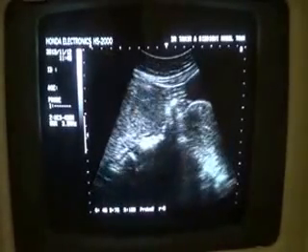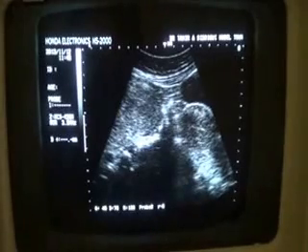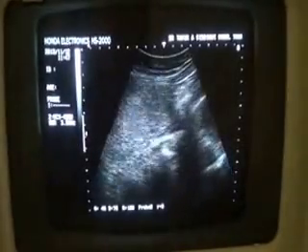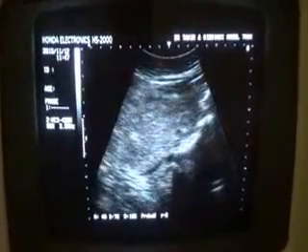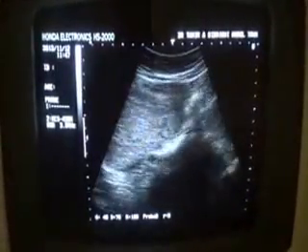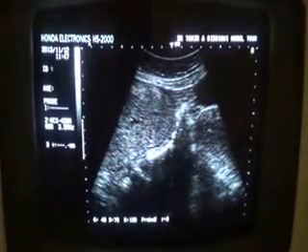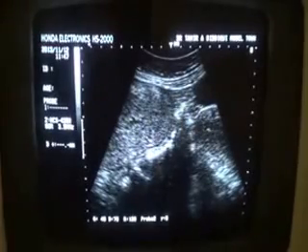Here you see the uterus. This is the fundus of the uterus, the endometrial canal, the urinary bladder, and this is the mass. Now this mass extends from the region of the right adnexa and is separate from the fundus of the uterus. This is the uterus, and this is the mass.